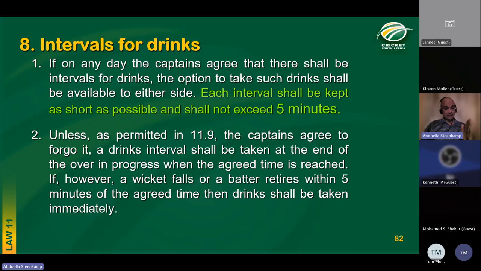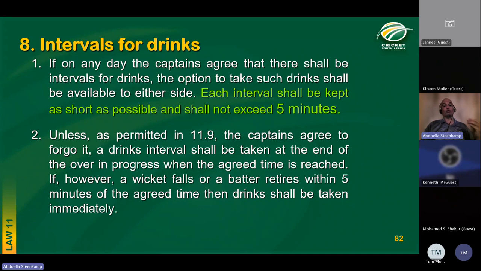Now, the Law tells us that if a wicket falls within 5 minutes of the agreed time, so within 5 minutes of our 11 o'clock in our Test match, drinks shall then be taken immediately. So our drinks is at 11 o'clock. At 10:57, a wicket falls. What do you do? You will take drinks immediately. Drinks will then be for 4 minutes. In Test match cricket, drinks is 4 minutes. So drinks will be from 10:57 until 11:01.